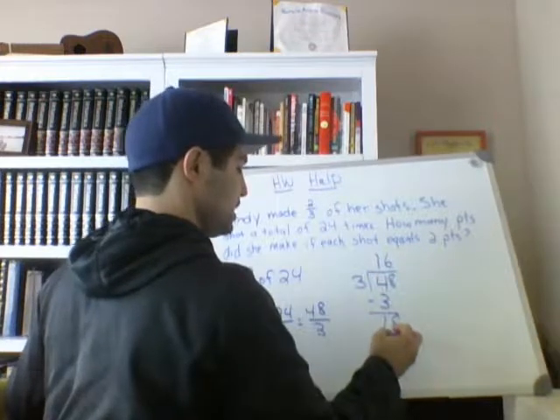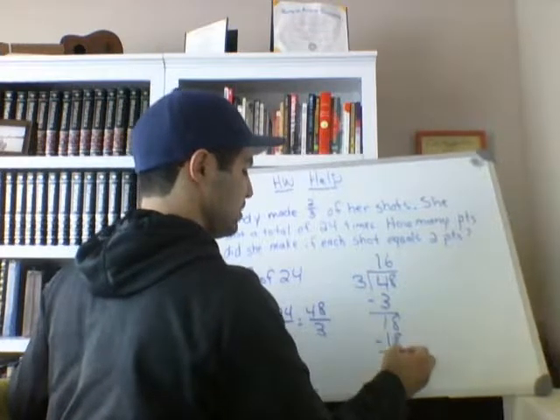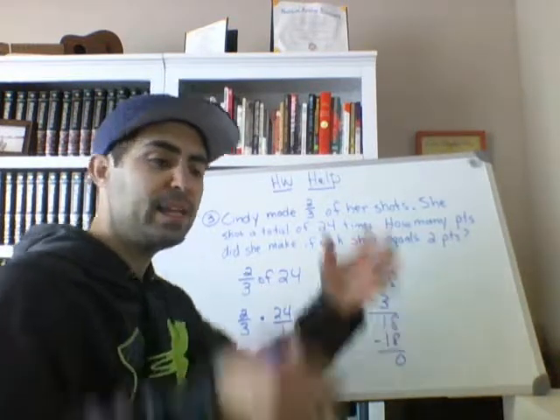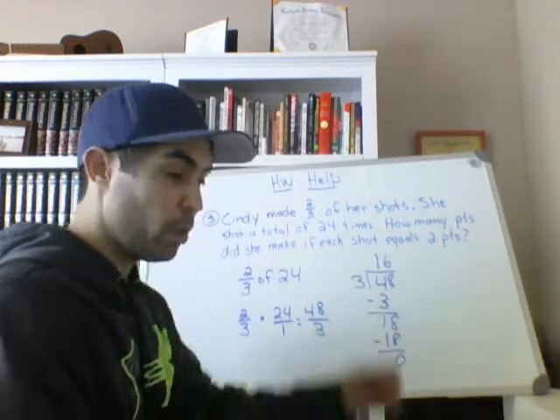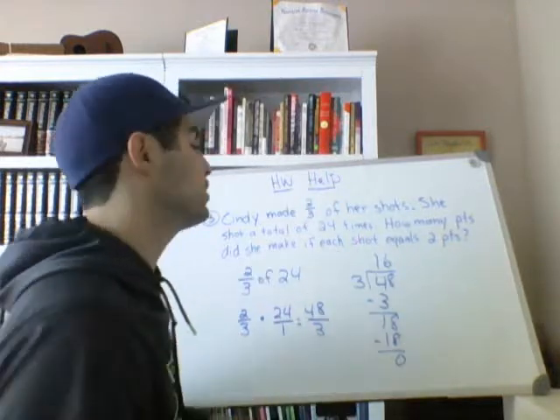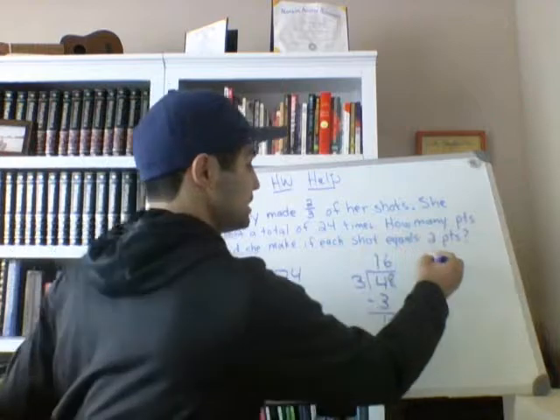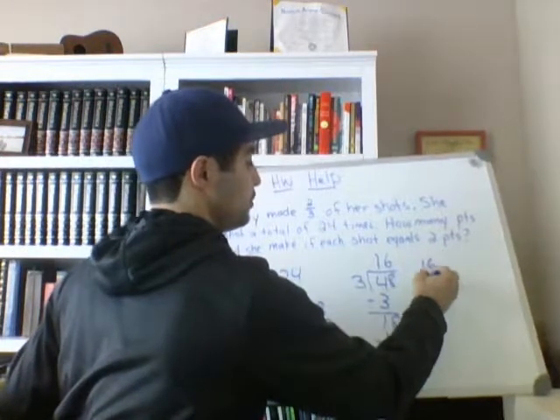6 times 3 is 18, no remainder. Our answer is 16. Okay, so she made 16 baskets. That means the ball went through the hoop 16 times during the game due to Cindy's efforts. Alright, now you're going to take 16 and multiply it by 2.